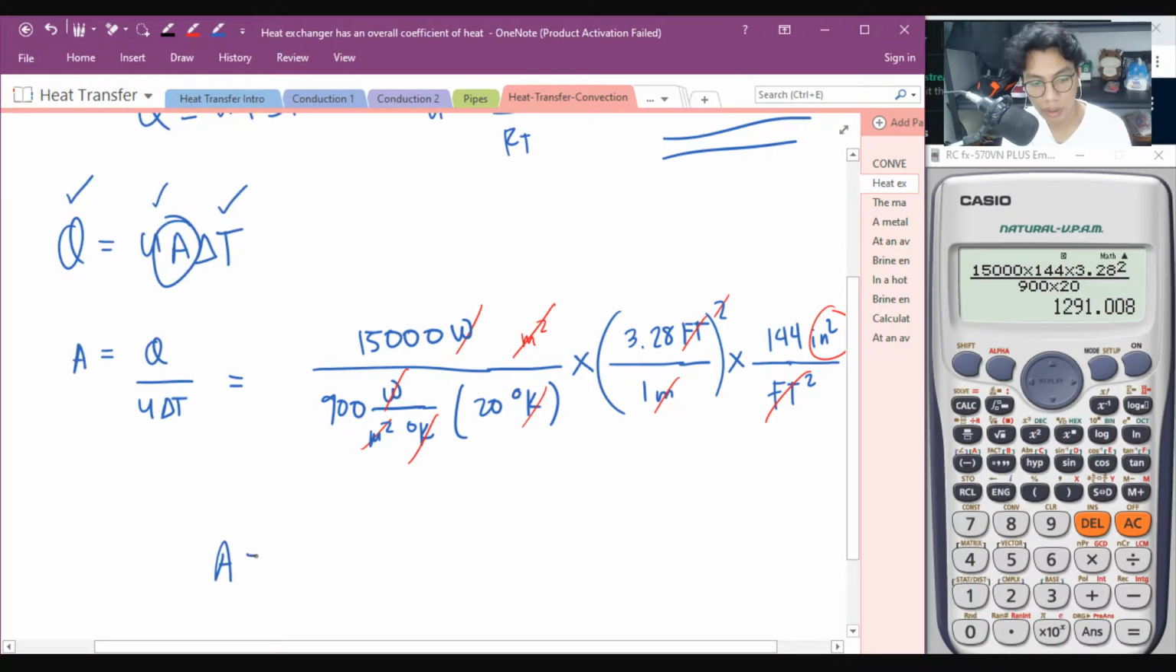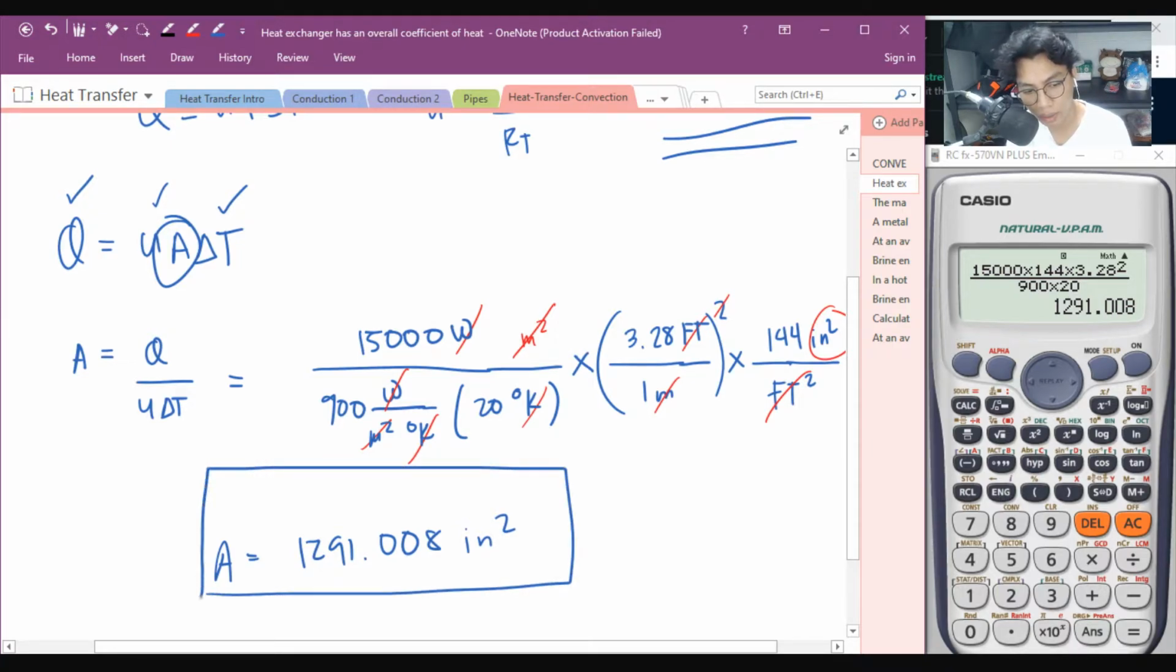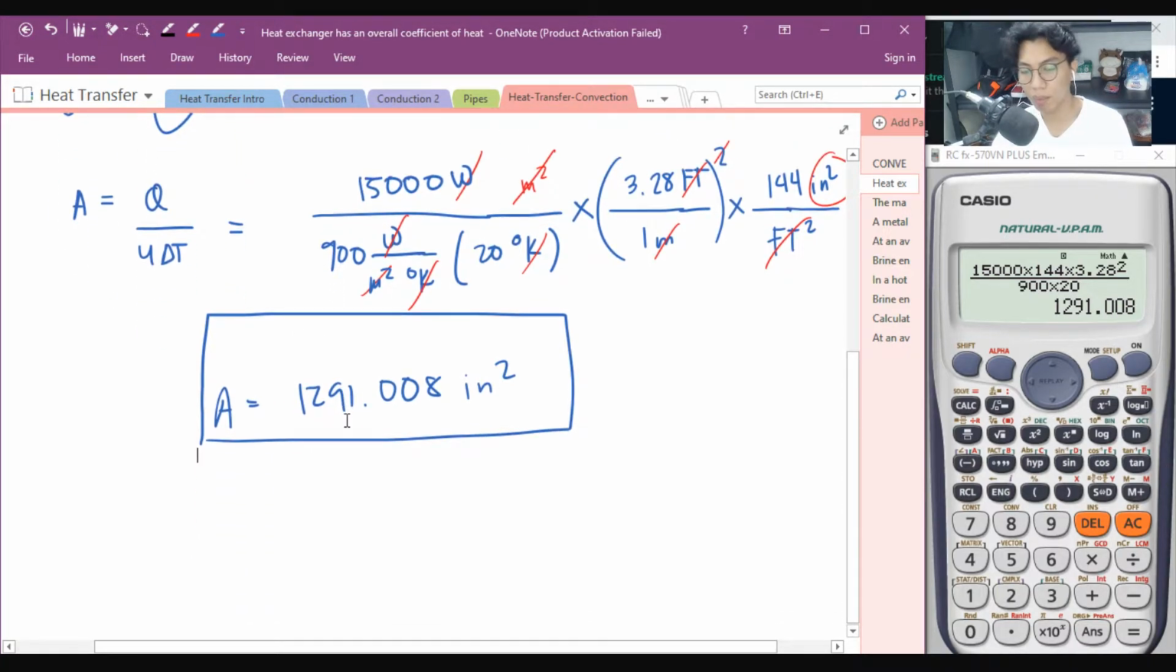Area is equal to 1291.008 inch squared. That is the surface area of heat transfer. Now, marami pa tayong dyan. Marami pa tayong conversion units.